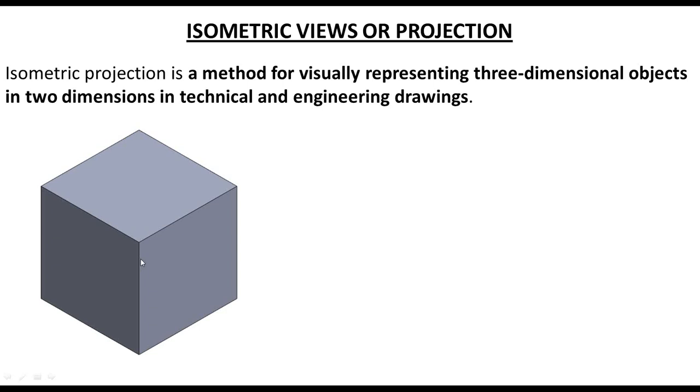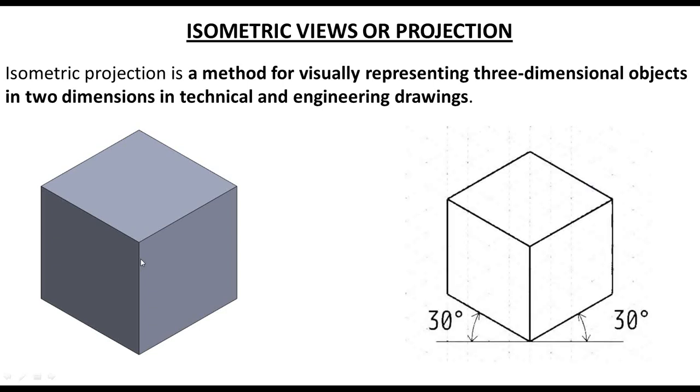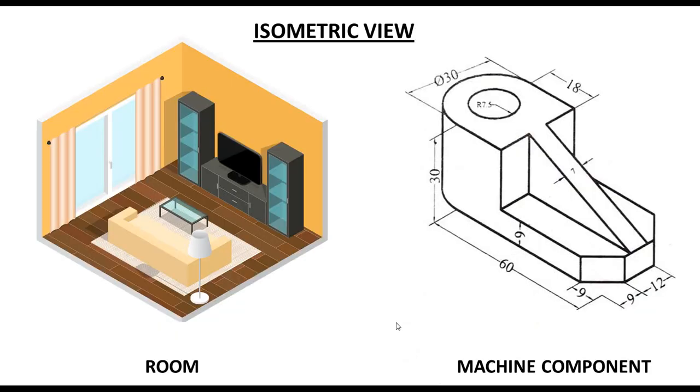But the actual isometric is, see, there is a particular angle in isometric, 30 degree and 30 degree, and the middle side is 120 degree, both inclined lines. AutoCAD also works on this method. So by using isometric views, you can give a realistic view to your drawing. As you can see here, there are two drawings. One is an interior of a room and another is a machine component. So you can see that it gives a feeling of a realistic object.